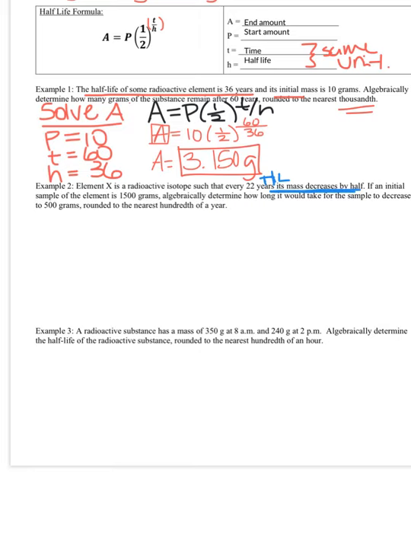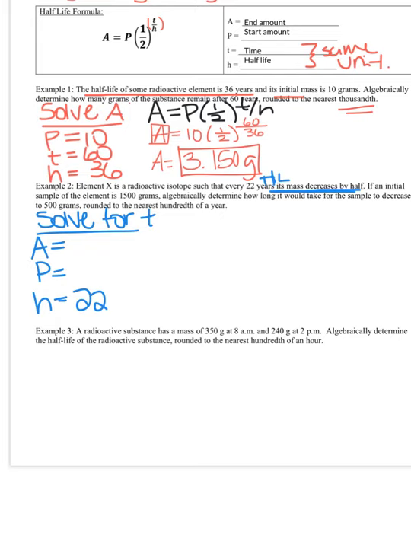So again, the question, algebraically determine how long it would take. That means that you are solving for T. You're not solving for H. It doesn't ask you to solve for the half-life. It will specifically say half-life. So we're solving for T. So we need an A, we need a P, and we need an H. We already said that H is 22 years.